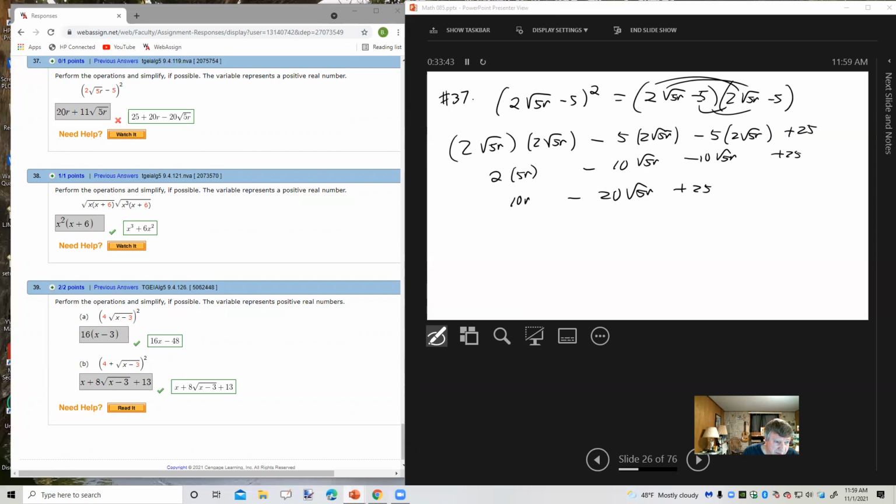So I get that should be a 4. Again, haste makes waste. That's what I get for trying to do all these problems. Okay. So this was a 2, this is a 4, and this is a 20. So we've got 20r minus 20 square roots of 5r plus 25. So the lesson you can get from me is to slow down.